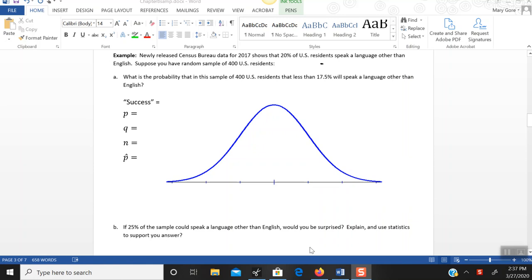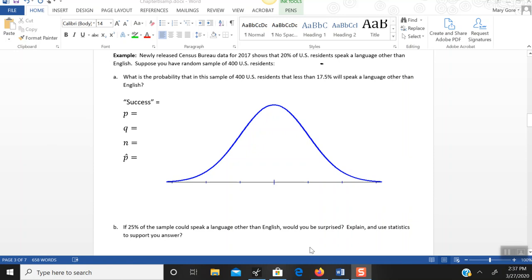Here we go. Newly released Census Bureau data from 2017 shows that 20% of U.S. residents speak a language other than English. Suppose you have a random sample of 400 U.S. residents. What is the probability that in this sample of 400 U.S. residents that less than 17.5% will speak a language other than English?